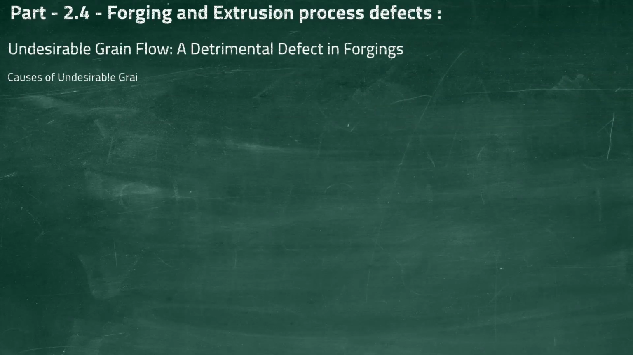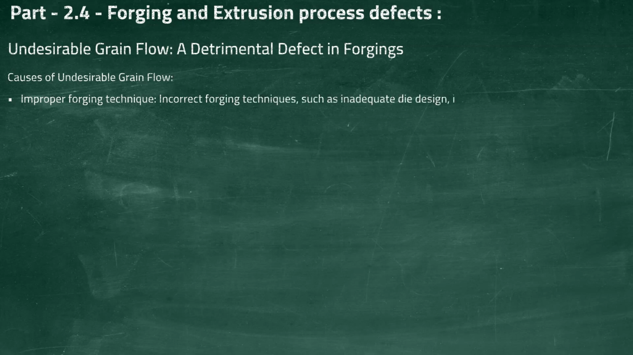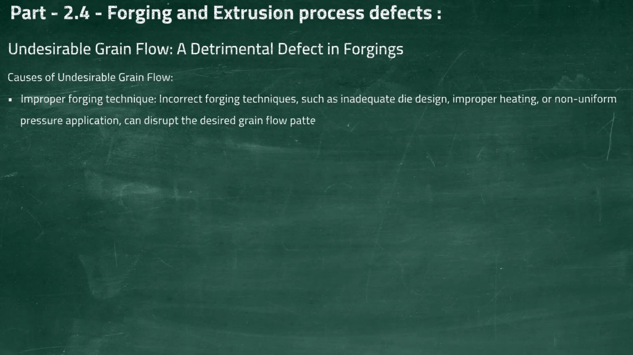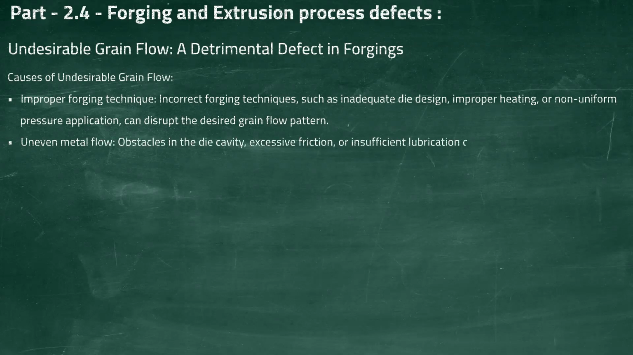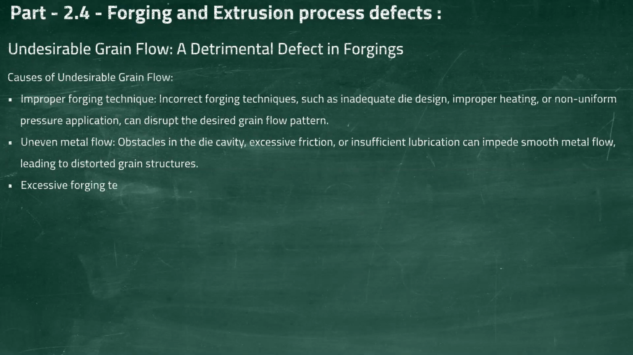Causes of undesirable grain flow. Improper forging technique. Incorrect forging techniques, such as inadequate die design, improper heating, or non-uniform pressure application, can disrupt the desired grain flow pattern. Uneven metal flow, obstacles in the die cavity, excessive friction, or insufficient lubrication can impede smooth metal flow, leading to distorted grain structures.